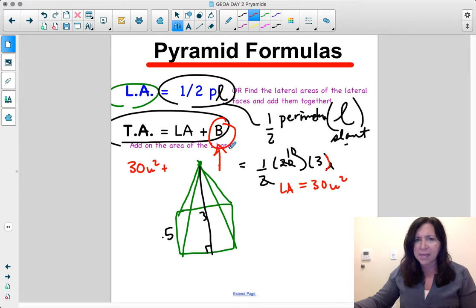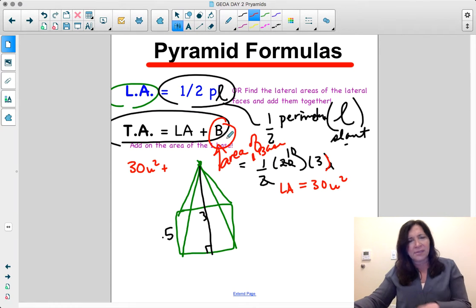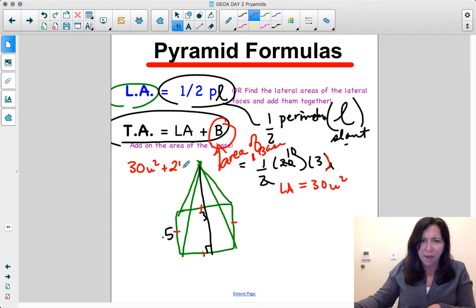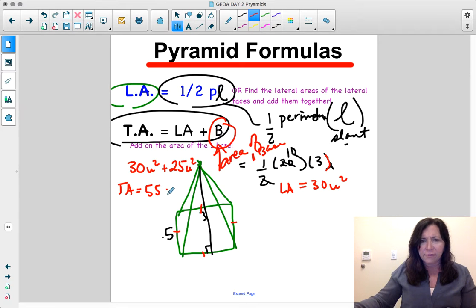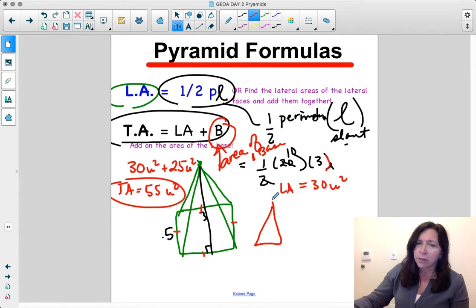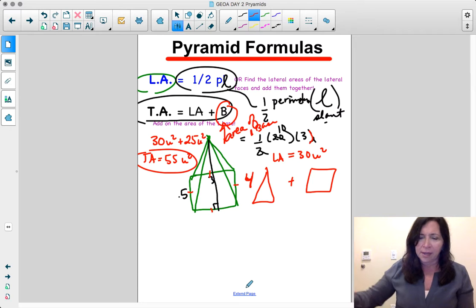The capital B is the area of one base. So if this is a regular polygon, these are all 5. So 5 times 5 is 25. Unit times unit is unit squared. So the total area is what we call 55 units squared. That includes 4 of these triangles, right? 4 of those triangles plus 1 area of this base, whatever that is.